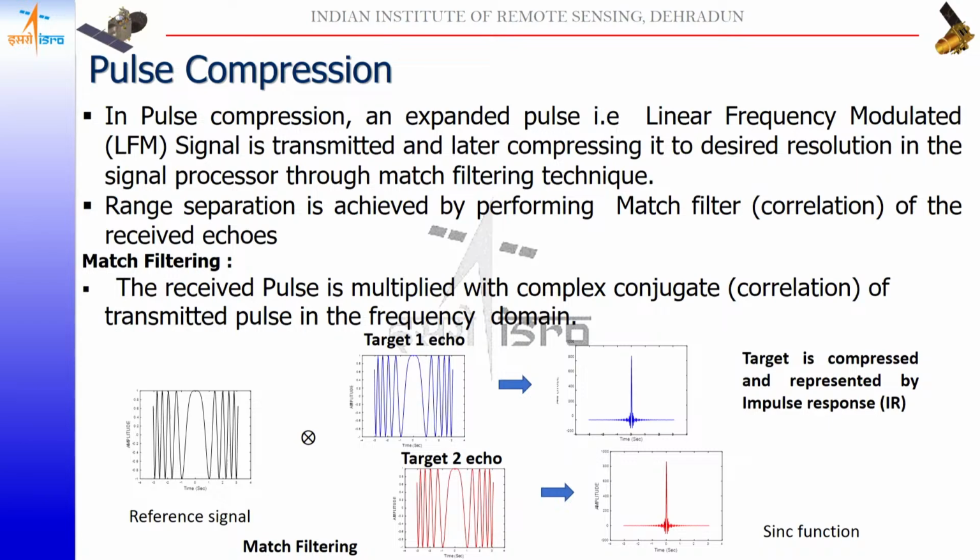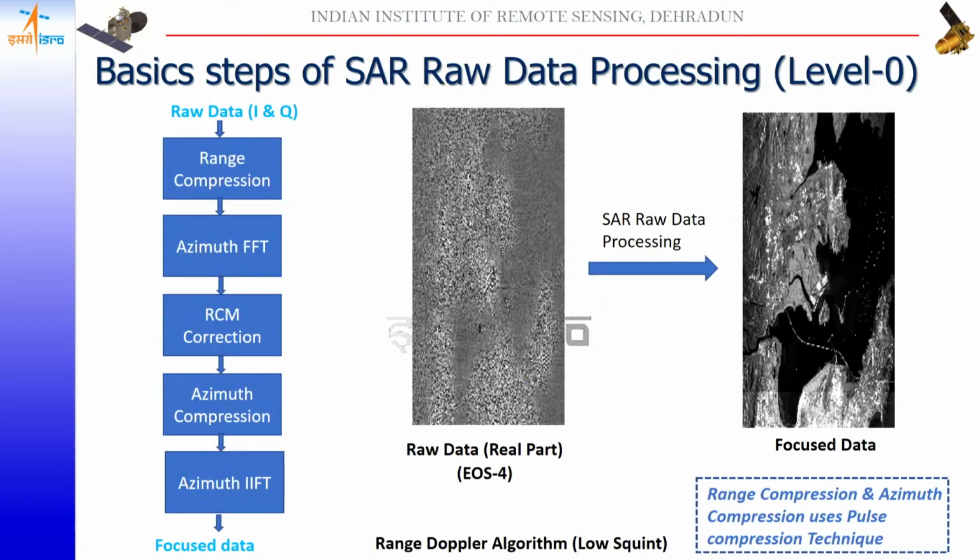In the case of SAR also, the pulse compression technique is used to compress the signal and to resolve the two targets separately. Once we apply this matched filtering technique, we are compressing these signals and we are able to get high resolution SAR images in the range direction. There are different signal processing techniques that we will apply.